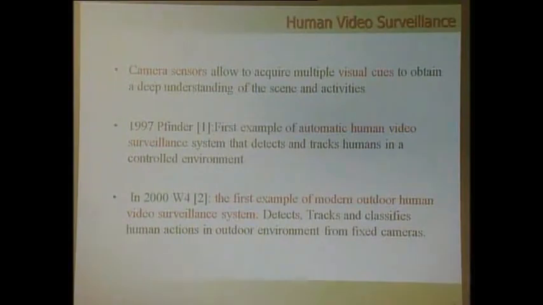The first example of an automatic human video surveillance system was the P-Finder system in 1997, which detects and tracks humans in a controlled room. The first example of an outdoor automatic video surveillance system was presented in 2000 and was the W4 system by Larry Davis et al. It detects, tracks, and classifies human actions in an outdoor environment.